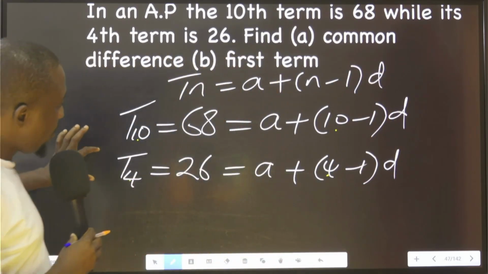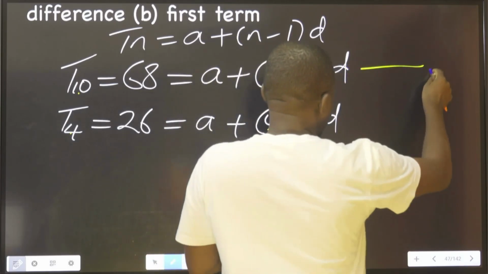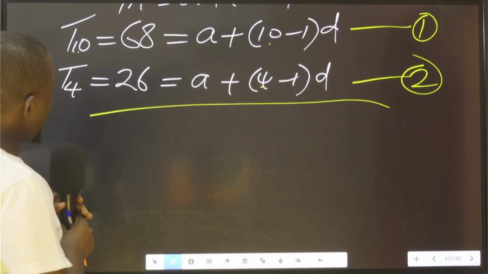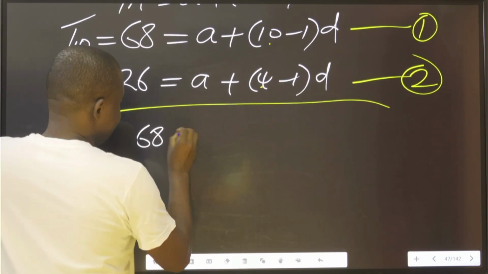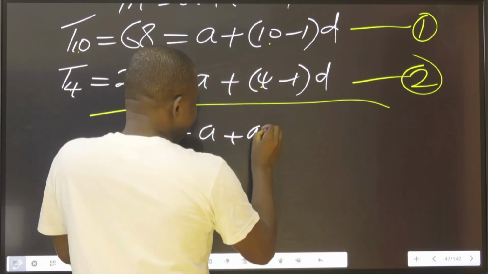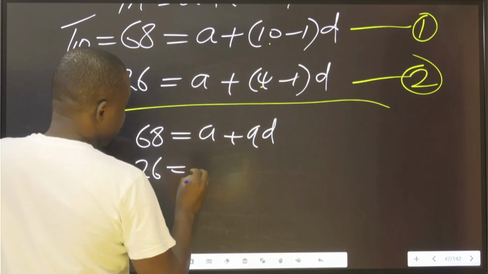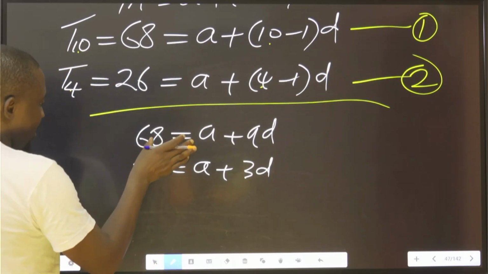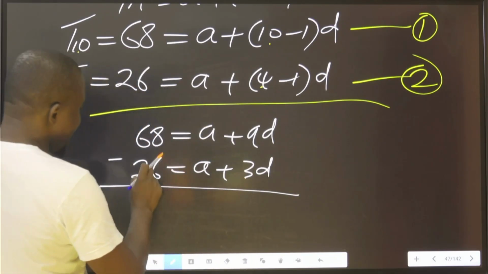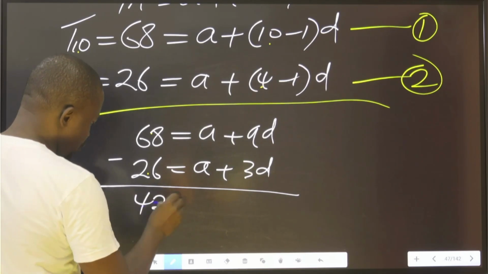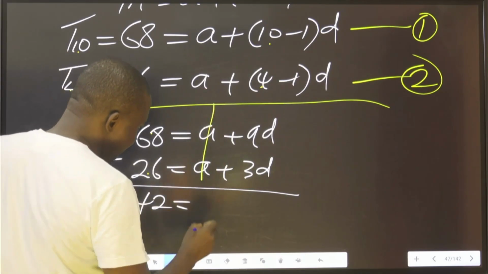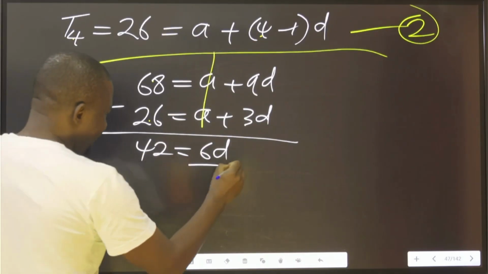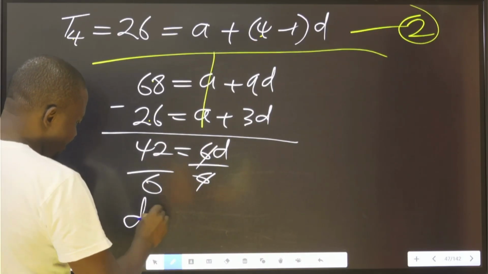So now we can call this equation 1 and this equation 2. Let's simplify further. We have 68 equals A plus 9D, and 26 equals A plus 3D. What we are going to do now is subtract the second from the first. 68 minus 26 will give us 42. The A's strike out, remaining 6D. You agree with me? If we divide both sides by 6, D therefore is equal to 7.